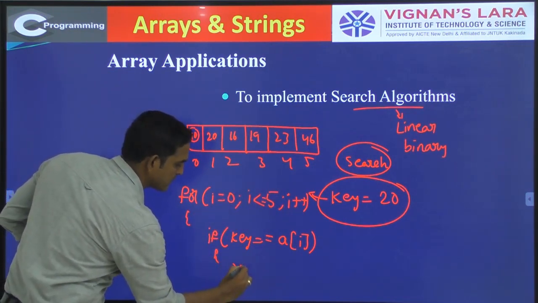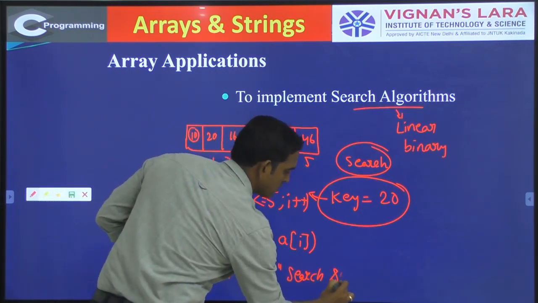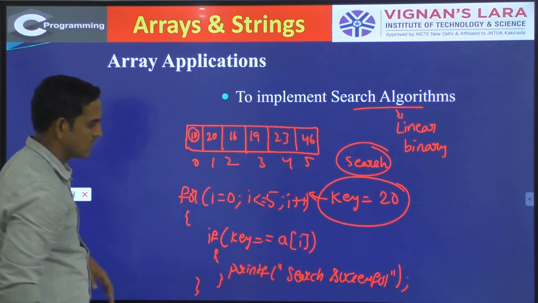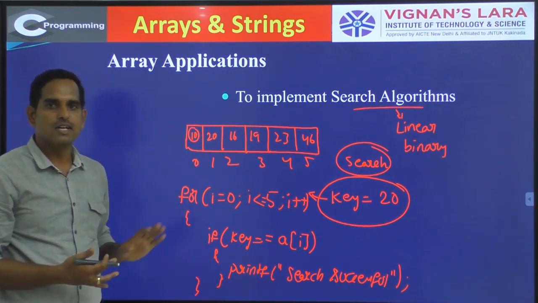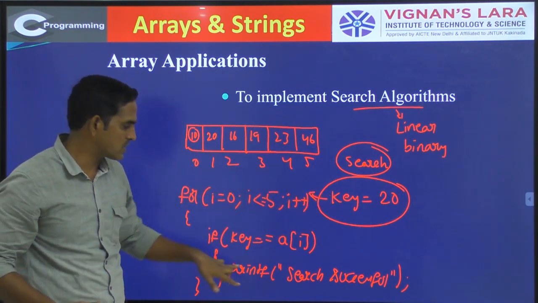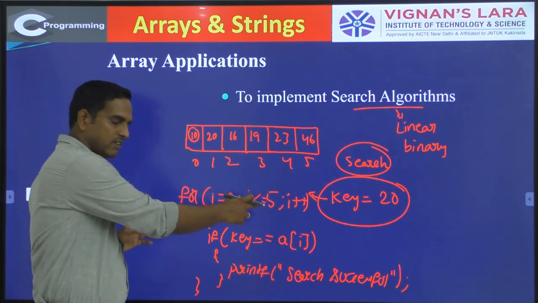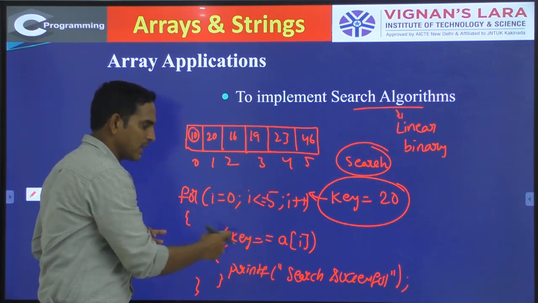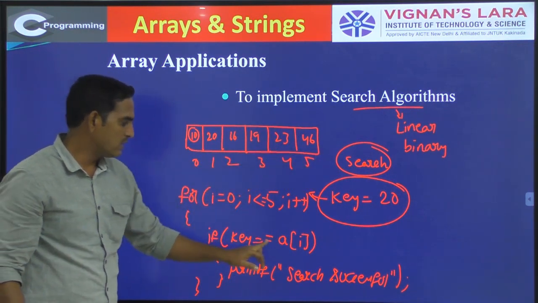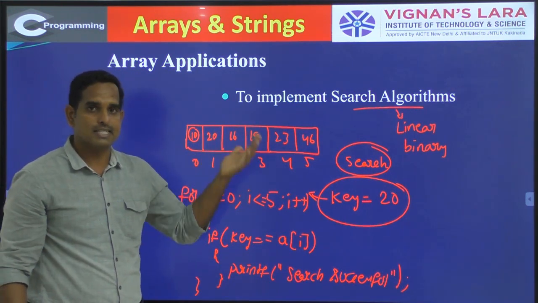If it is found, what can I print? I can print that the search is successful. If no such element is present, I can print not successful. So in this example, if I take the key value as 20, it will be present at the first position, and I will get a successful search. I start with the first position, go until the end, and compare my key element with each and every individual element from 0 to n minus 1. If at any time they are equal, then I can say that the search is successful. This is about the searching implementation.